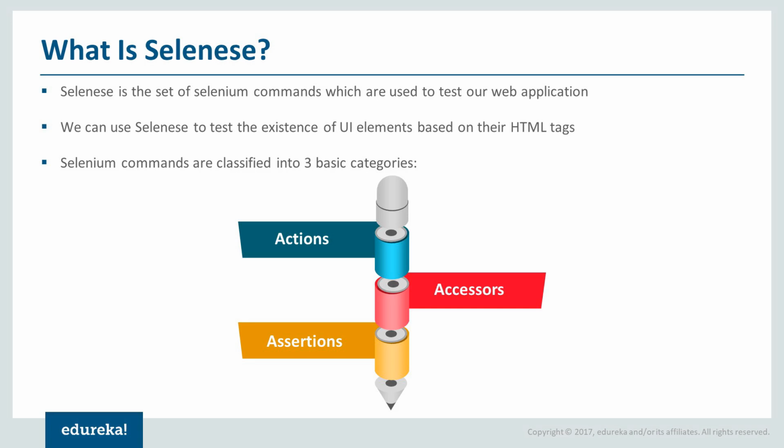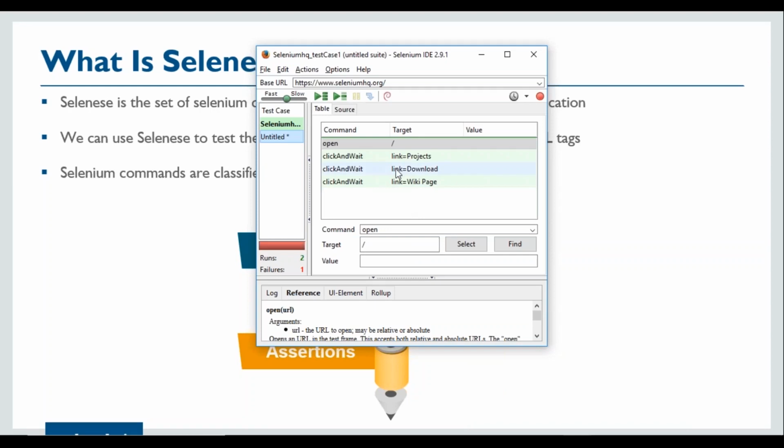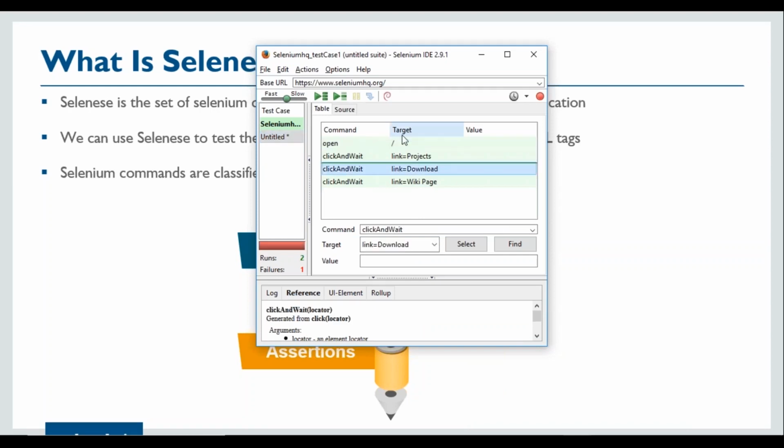Okay, so you can use the Selenium commands to test already existing UI, based on their HTML tags. So how do we choose the tags and how do we work with them? We are going to work with them based on the locator. If you see this particular element, these are the locators, the target that it shows. So link is equal to projects, link is equal to download, and if you go here, even here, you will be able to see this, right?